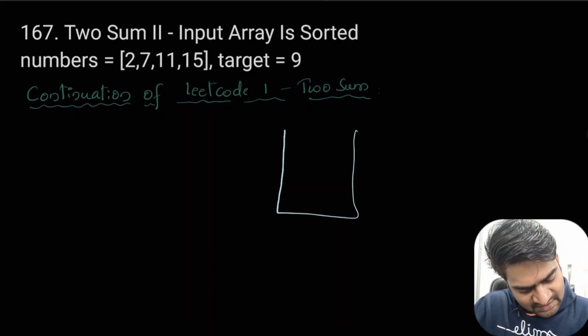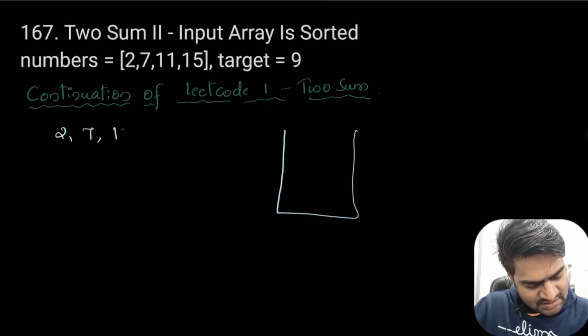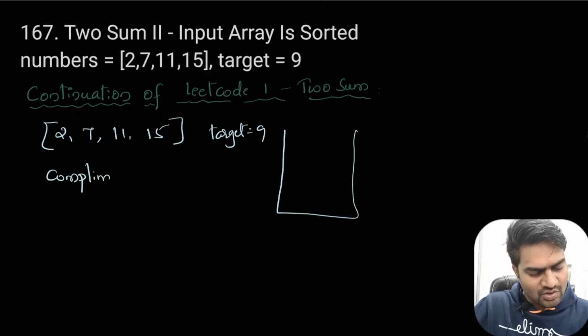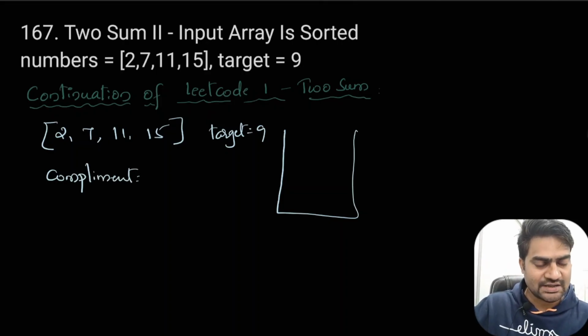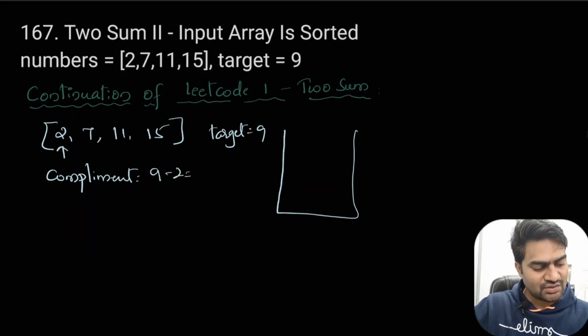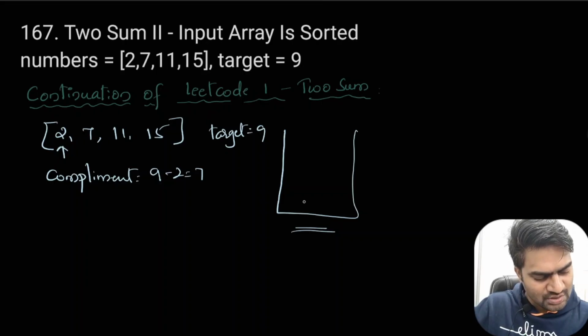Now I will take 2, 7, 11, 15, and our target is 9. I will take a variable complement, and complement will be basically target minus the current number. I will start from here. Complement will be 9 minus 2, which is 7. Do we have 7 in the map? No, it is not, right? I mean, the map is empty. So I will simply push 2 along with its index, which is 1.